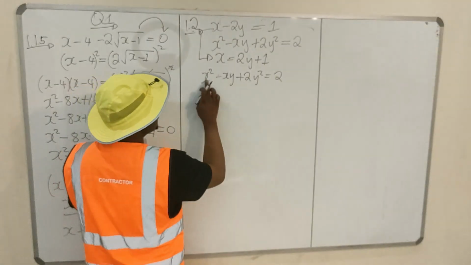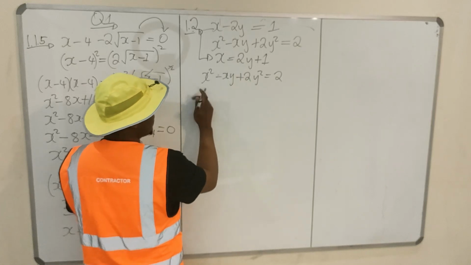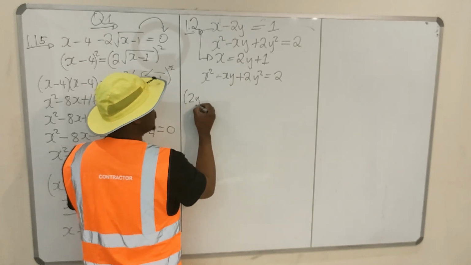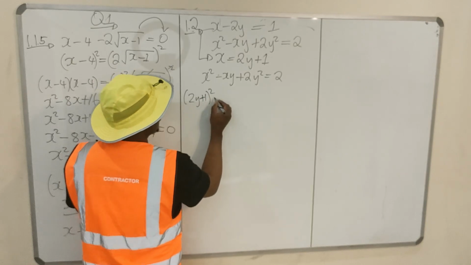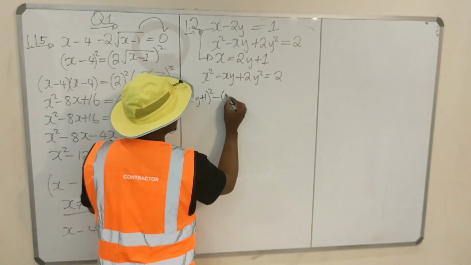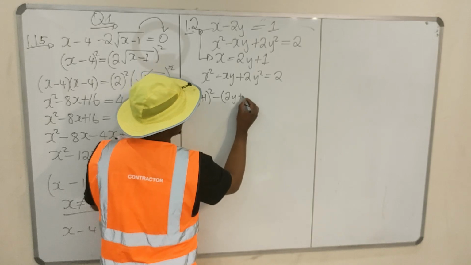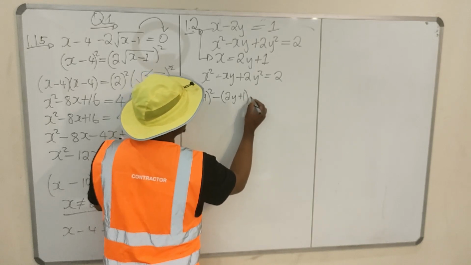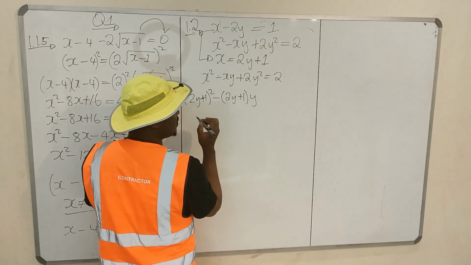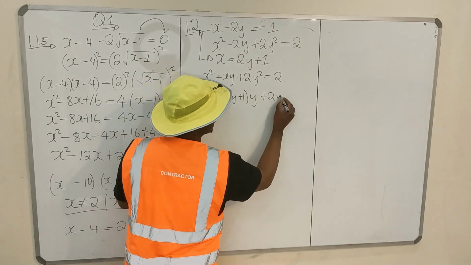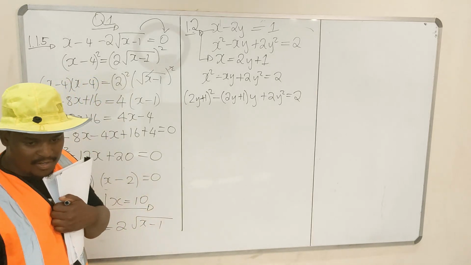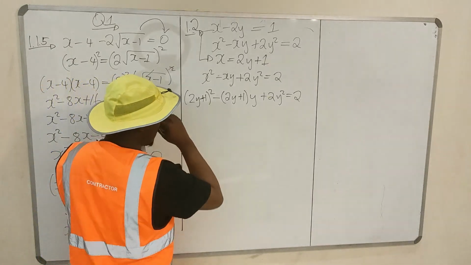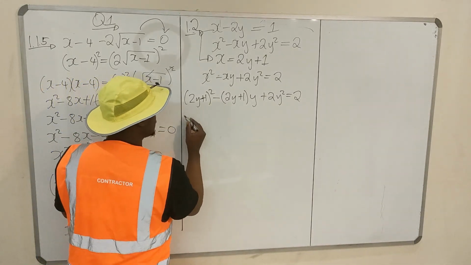Then now, when you see your x, you substitute that thing. So you have x squared here, which means you have 2y plus 1 all squared, minus x, which is what? 2y plus 1 times y, right? Plus 2y squared is equal to 2. Is everyone happy so far? Yes.